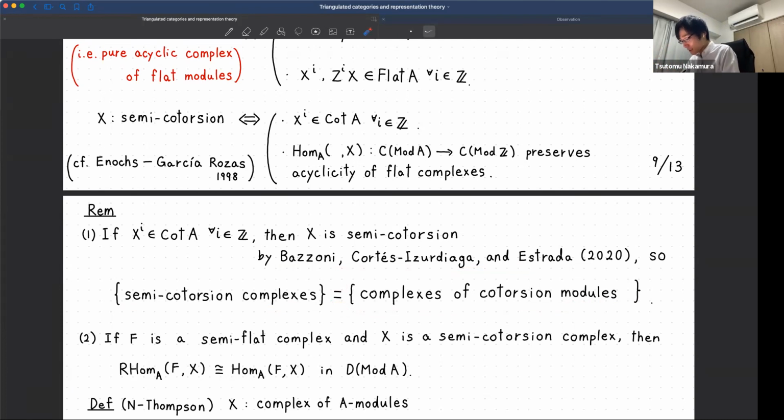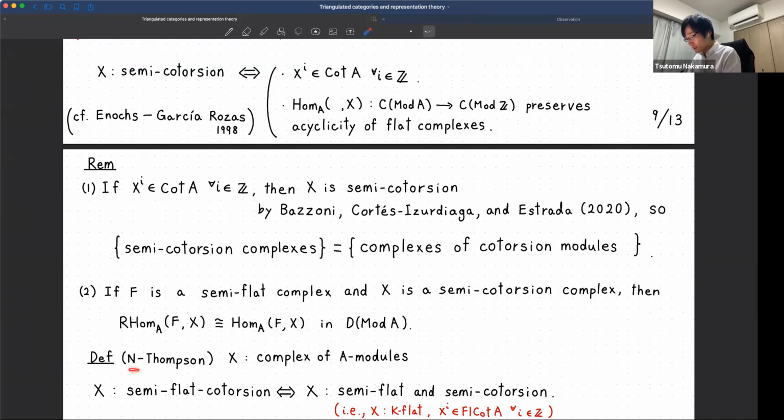And the next isomorphism is important. If X is a semi-flat complex and F is a semi-flat complex and X is a semi-cotorsion complex, then the derived functor can be computed by this Hom complex. So we have this isomorphism in the derived category.